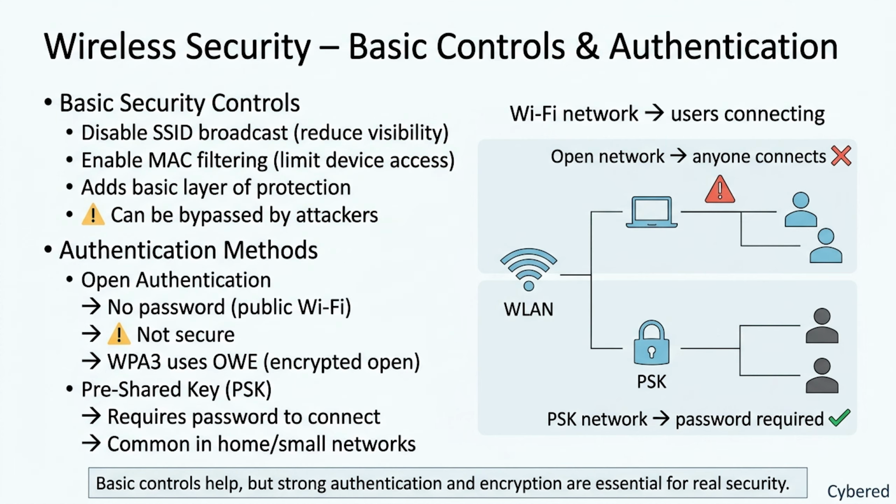Authentication methods. 1. Open authentication. No password required. Used in public Wi-Fi. It's not secure. WPA3 improves this with OWE. 2. Pre-shared key. Requires a password to connect, and it's common in home and small networks.